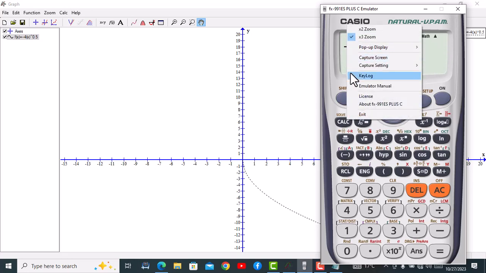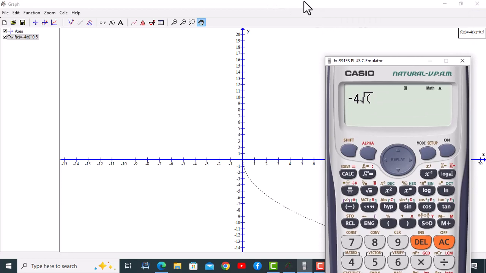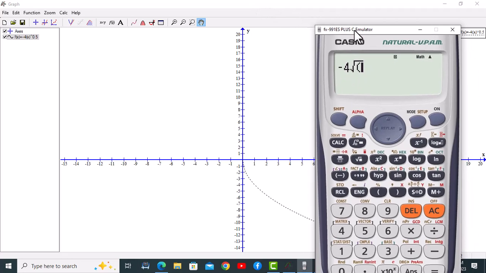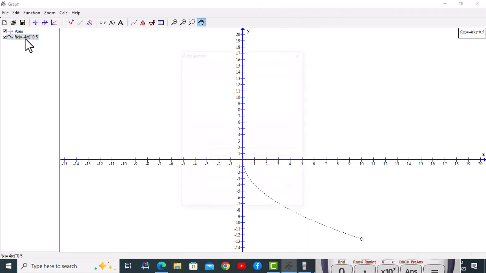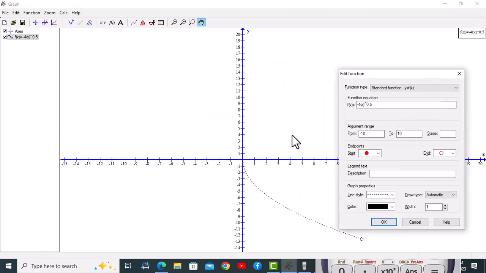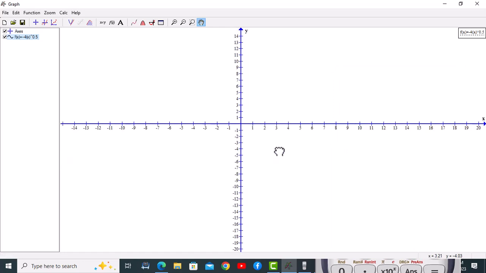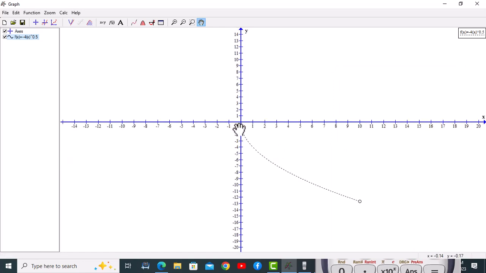I want you to notice something here. Right, so even if you specify from minus 10 to 10, it never goes to the negative values of x. So this is just a waste of time. We can just do this and nothing changes, as you can see. So the function begins from 0 going to that side.